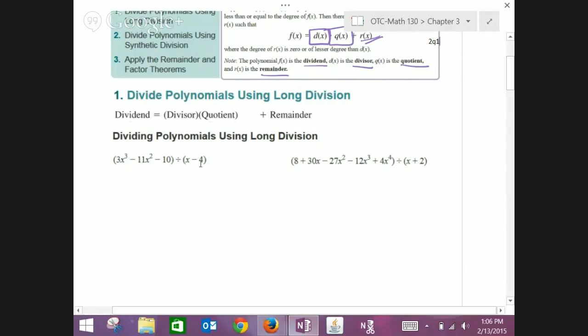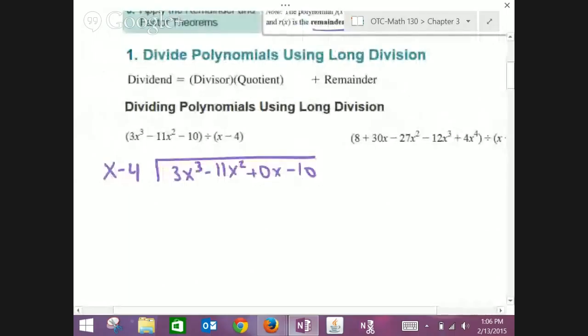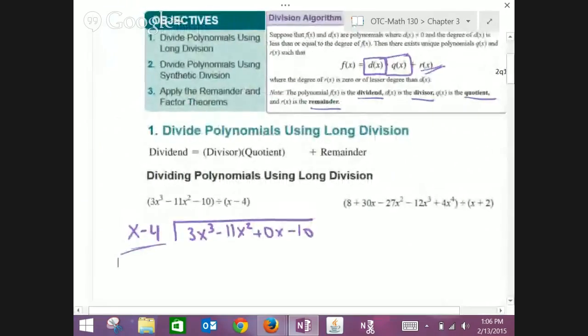Setting this up just like long division of numbers, I have x minus 4 divided into 3x cubed minus 11x squared, and then I'm going to put plus 0x minus 10 as a placeholder. That's going to come in handy because I want to keep everything in order. Some of you look not too sure. So this is my divisor, and this is my dividend, my polynomial.